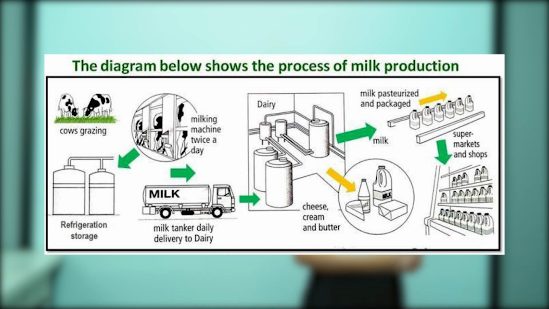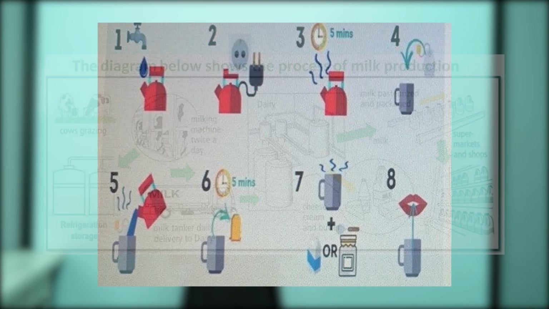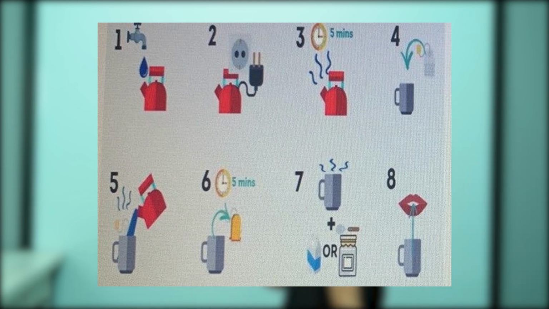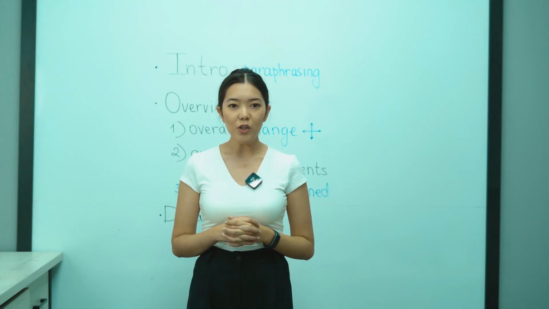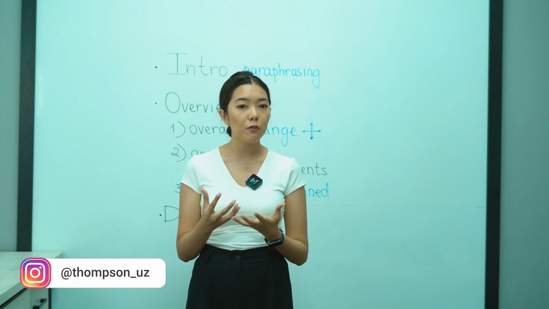Here we have cows grazing, second one is milking machine twice a day, next one is refrigeration storage, and milk tanker daily delivered to dairy. So as you can see, we are given different steps. So the second picture is how to make a cup of tea. As you can see, we have 8 steps, and 8 steps should be thoroughly explained in your report, because actual process is also academic writing. As you know, the examiner will pay attention, first of all, to your overview.